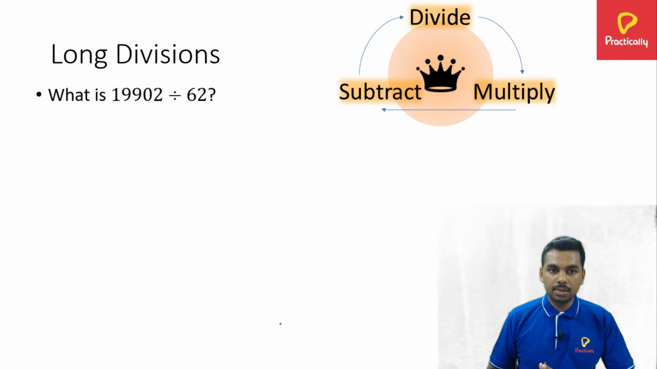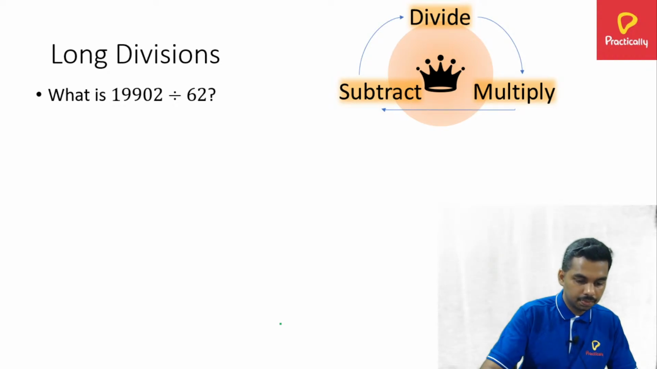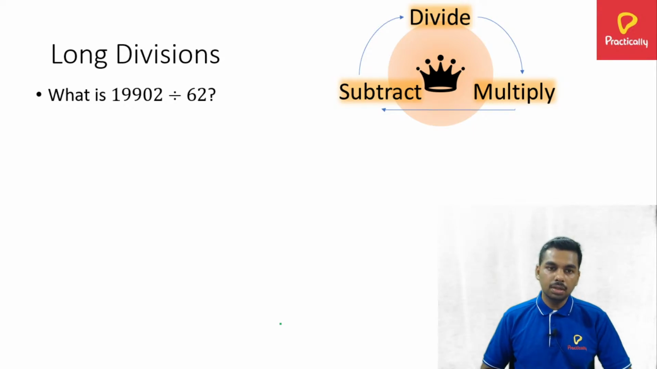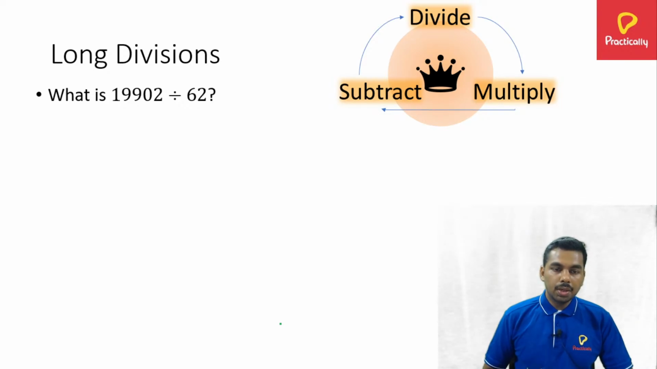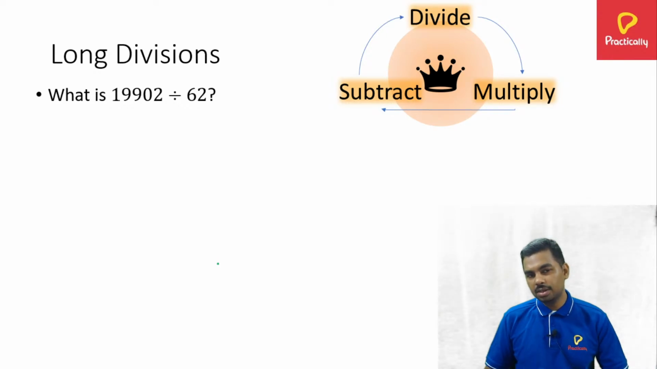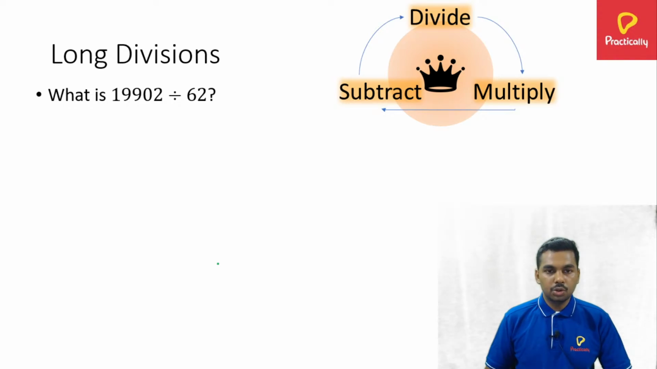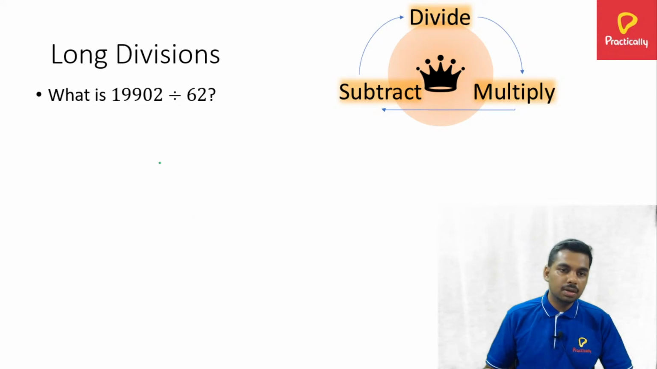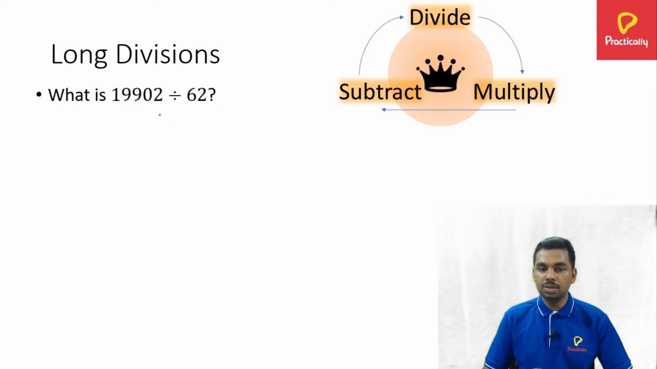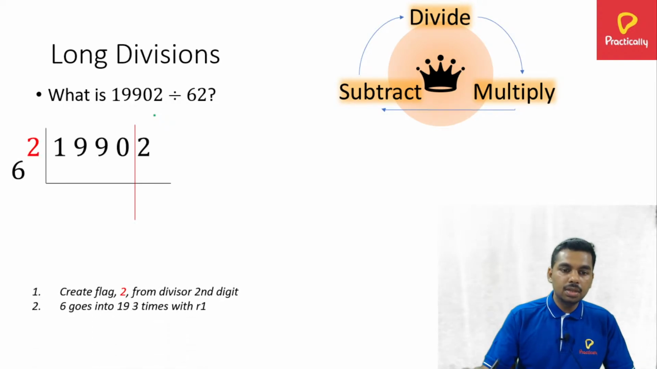Now we'll try one question related to the long division method. So the question is a 5-digit number divided by a 2-digit number. So the answer should be a 3-digit number mostly. If the dividend was a 4-digit number, it could have been a 2-digit number itself. But now since it is a 5-digit number, the corresponding quotient should be at least 3 digits. So let's see how we can do it.